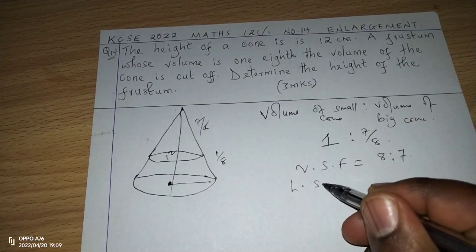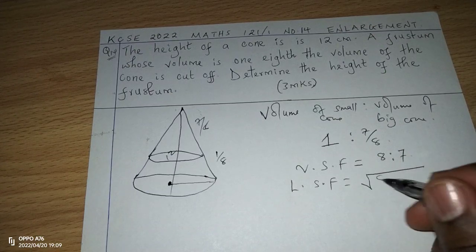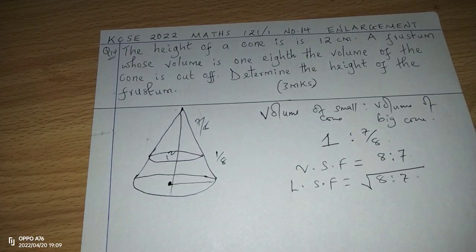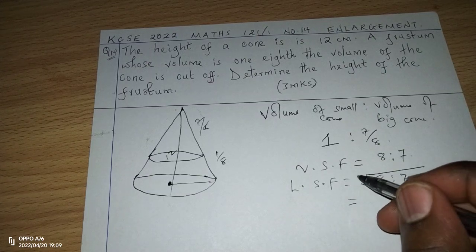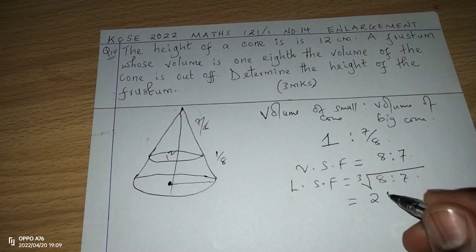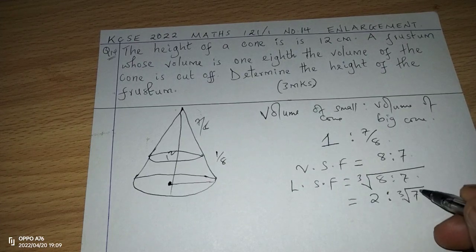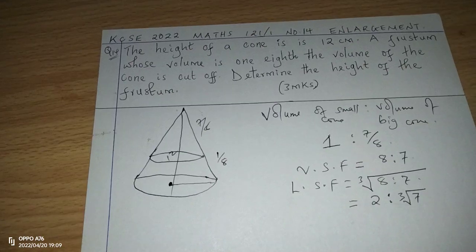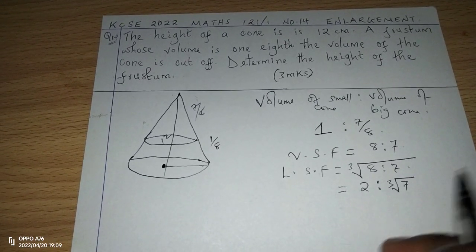Now with the volume scale factor, we can take its cube root so that we remain with what we call the linear scale factor. So to get the linear scale factor, we take the cube root of 8:7. The cube root of the volume scale factor gives us the linear scale factor. So this becomes 2 is to the cube root of 7. The cube root of 7 is irrational, so we can leave it in surd form to maintain accuracy. Now, this is our linear scale factor.